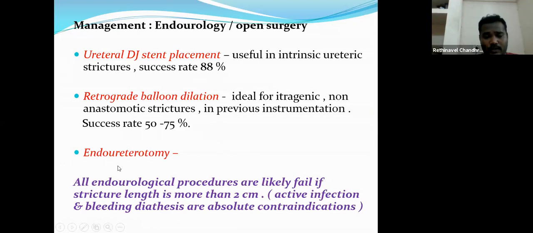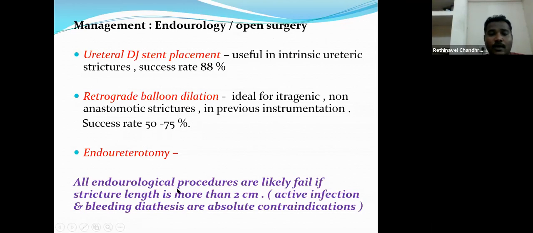And another is endoureterotomy, same like endopyelotomy. But remember, all these endourology procedures are done only for less than 2 centimeter stricture. If the stricture length is more than 2 centimeter, there is no role for endourology. Only you should go for open surgery. If it is less than 2 centimeter, that is 1 centimeter or 0.5 centimeter, we can do either stenting alone or balloon dilatation or endoureterotomy.